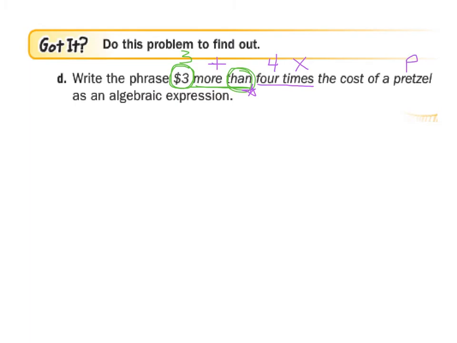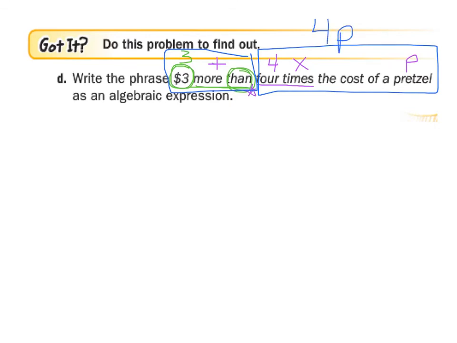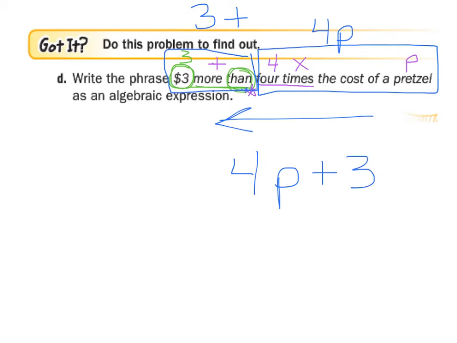So I'm going to chunk it. The first part goes together, 3 more than, and then I have 4 times the pretzel cost. So 4p, and then I have 3 plus. And because I have that special word than in there, I have to write it from right to left. So it's going to be 4 p's plus the cost of the $3 additional.